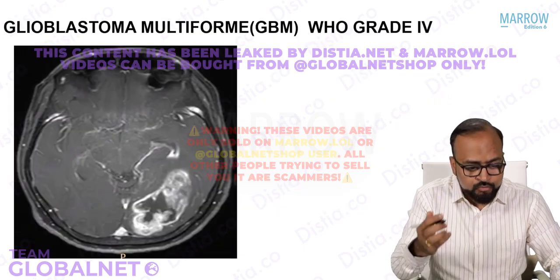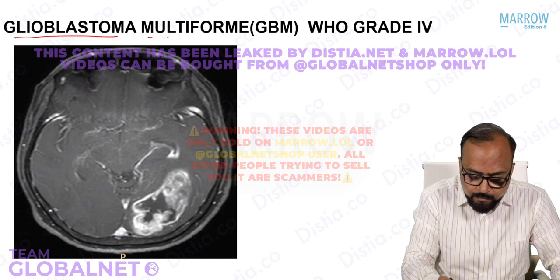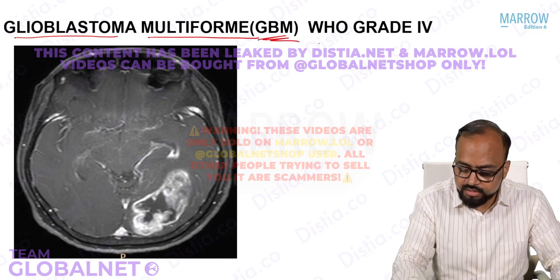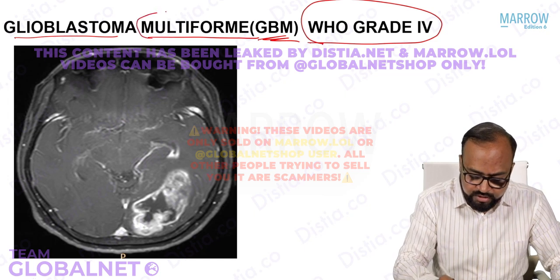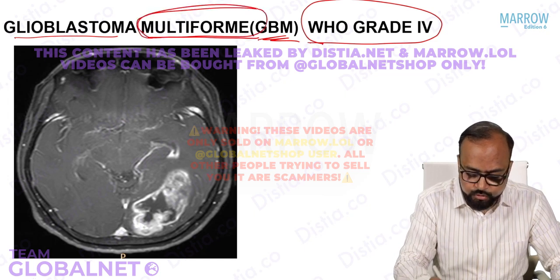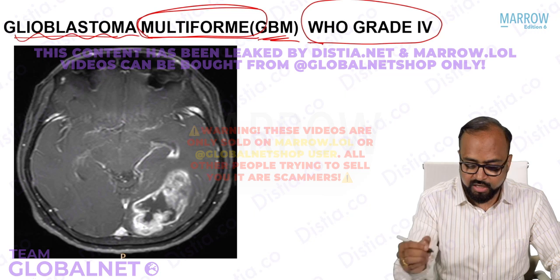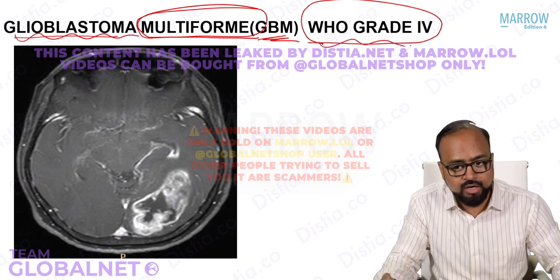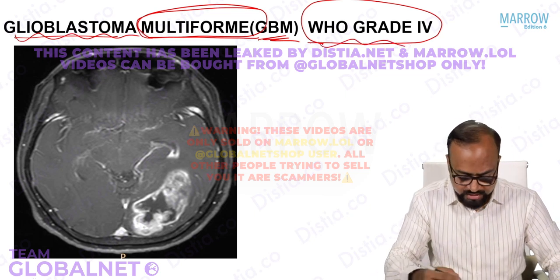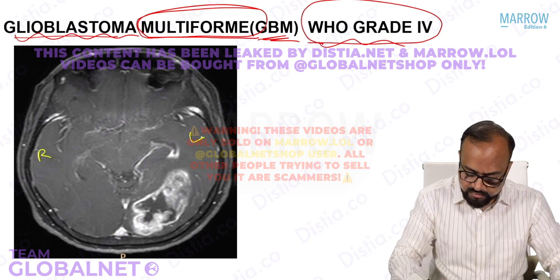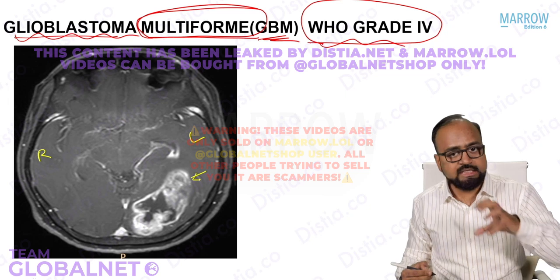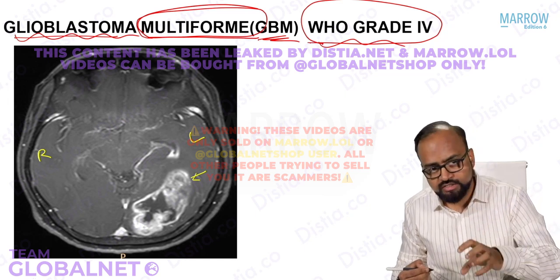The most common one is glioblastoma multiforme or GBM. This is WHO grade 4, the most aggressive type of glioma. Now according to the recent terms, this word multiforme is dropped, so it is just called glioblastoma or a grade 4 glioma. Now look at this contrast enhanced MR image. What do you see here? This is right, that is left. This is an intraaxial, intensely but heterogeneously enhancing intraaxial mass lesion.